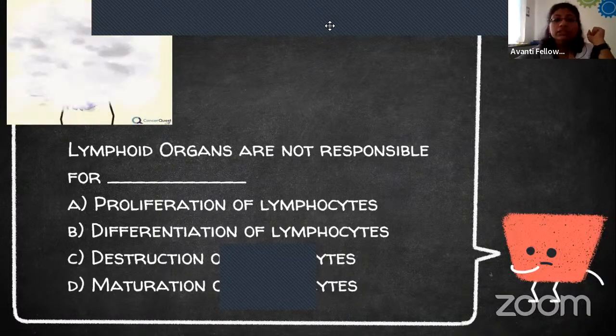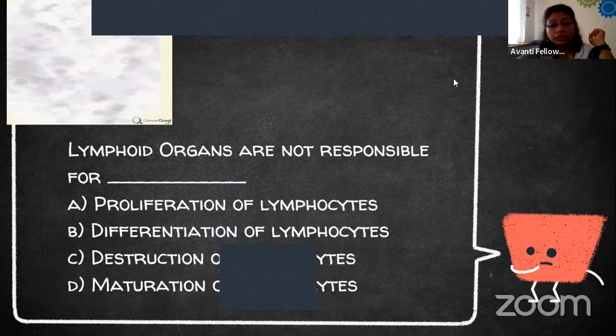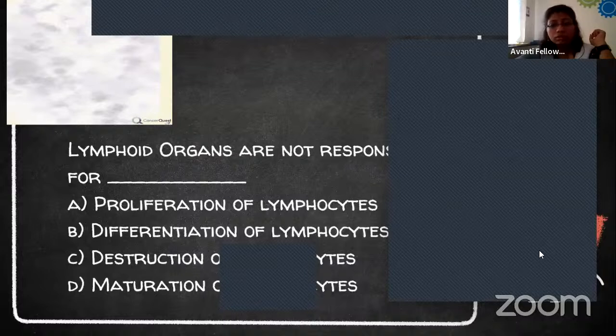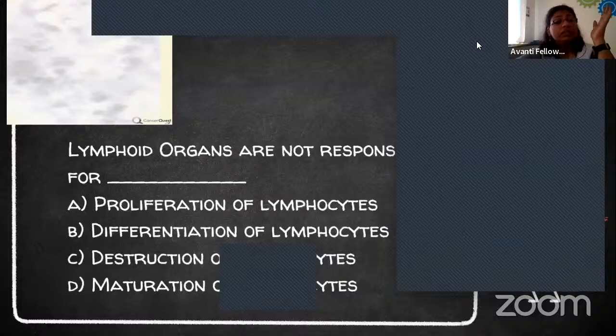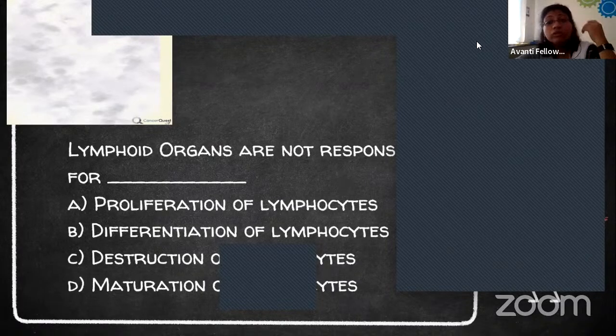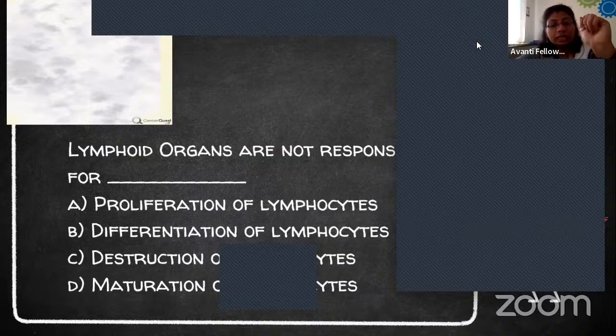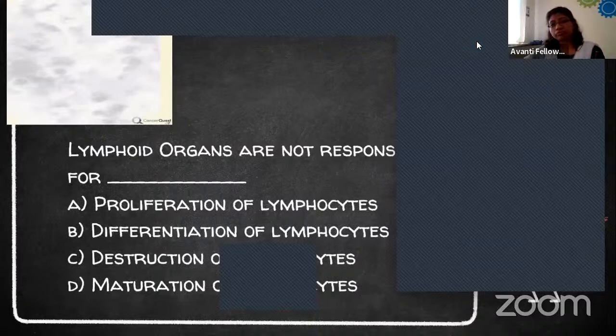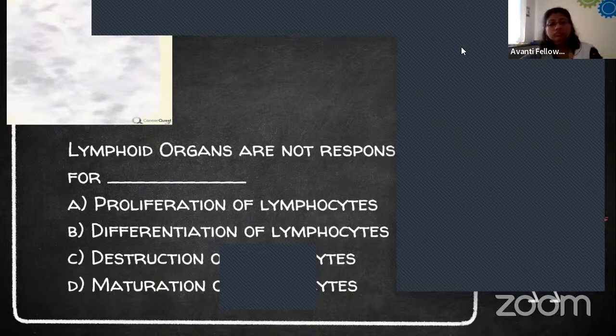Before moving further, let's check what the lymphoid organs are responsible for. Your question is, the lymphoid organs are not responsible for what? Your options are: A, proliferation of lymphocytes; B, differentiation of lymphocytes; C, destruction of lymphocytes; and D, maturation of lymphocytes. You have to give your answer through the poll. Please give your response in this poll. 5 seconds are left.